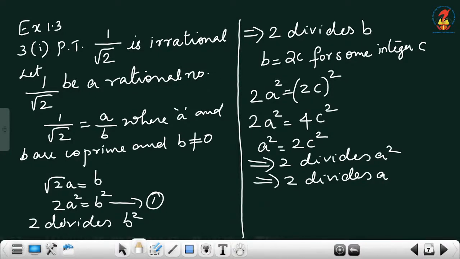Let 1 by root 2 be a rational number. So we can write it as a by b, where a and b are co-prime and b not equal to 0. So from here, rearranging the terms, we are getting root 2 a is equal to b. So 2a square is equal to b square, squaring on both sides. This implies 2 divides b square, implies 2 divides b. So we can write b as 2c for some integer c. So substitute that in equation 1: 2a square is equal to (2c) whole square.